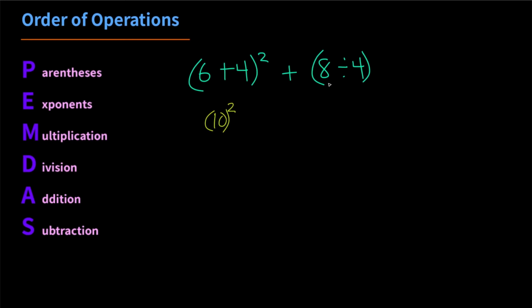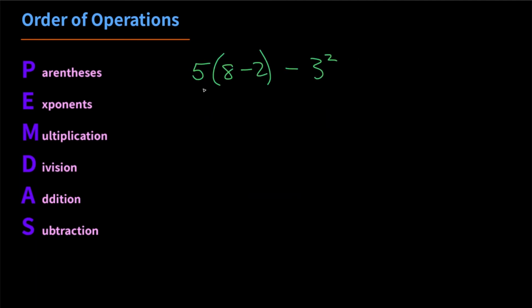And then we're going to simplify this next parentheses. 8 divided by 4 is 2. And keep this operation symbol in between them. Next on the list, we have exponents. We want to solve exponents first. So we have 10 squared, which means 10 times 10, or 100. And we just carry down those steps. Now we're just left with 100 plus 2, or 102.